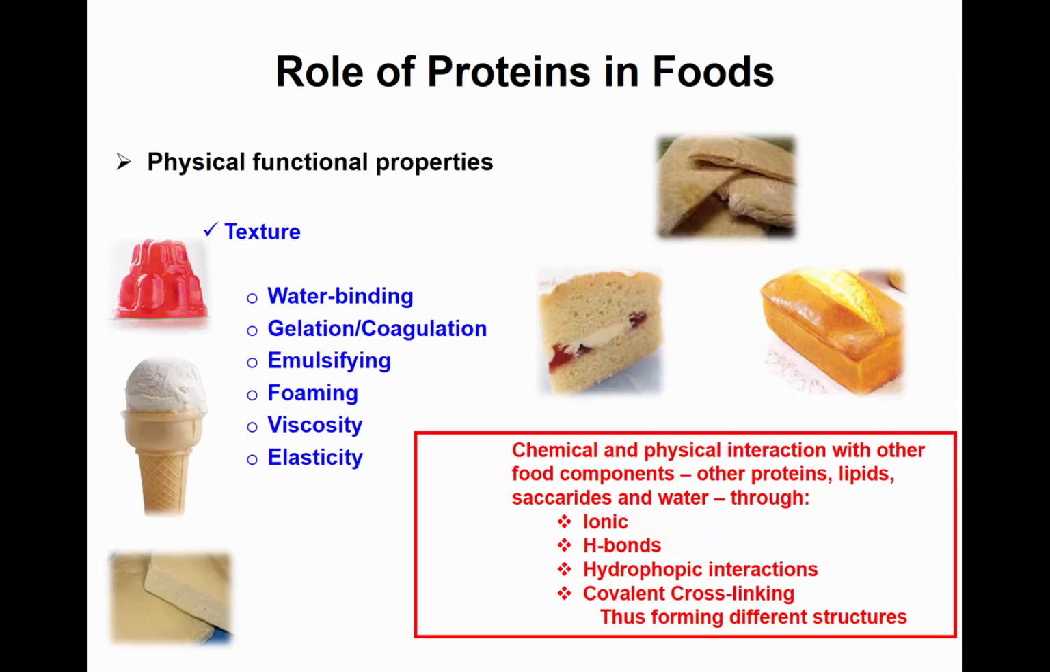So all of these chemical and physical interactions, sometimes it's chemical because bonds are formed, sometimes it's just association, it's physical. So all of these interactions are via different types of bonding or interaction. You have ionic, hydrogen bonding, hydrophobic, covalent, and thus different forms of structures are formed.